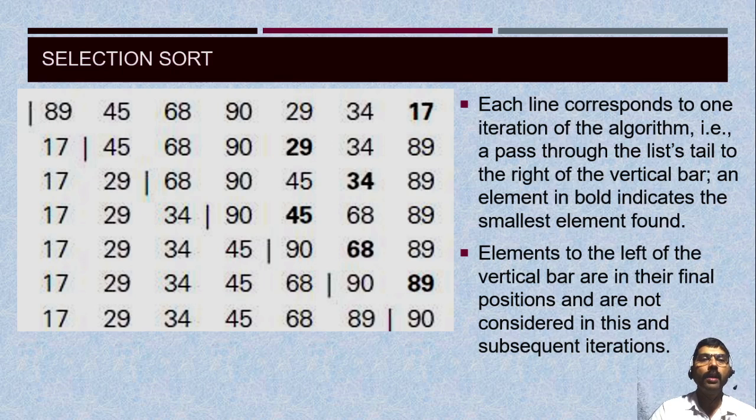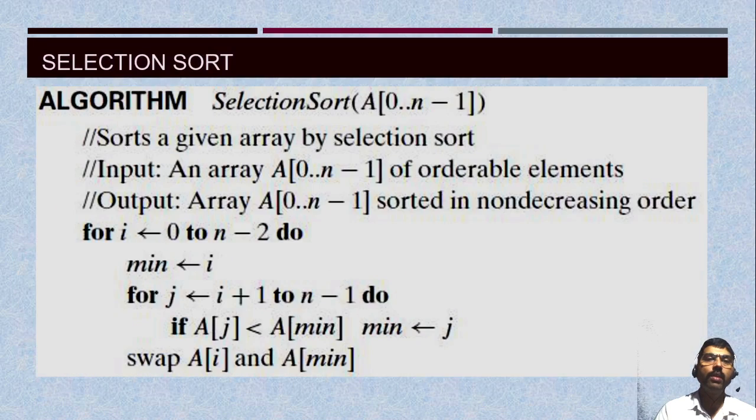In the second pass, the first element is already in sorted order, so we start from the second element to the last element and scan for the smallest element within this group. We found that one, and exchange it with the second element. Like that, this process continues. This is called selection sort. How does selection sort work?